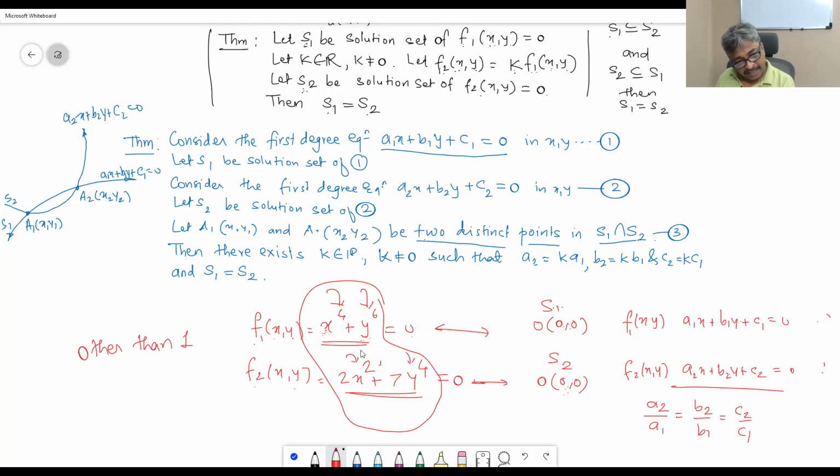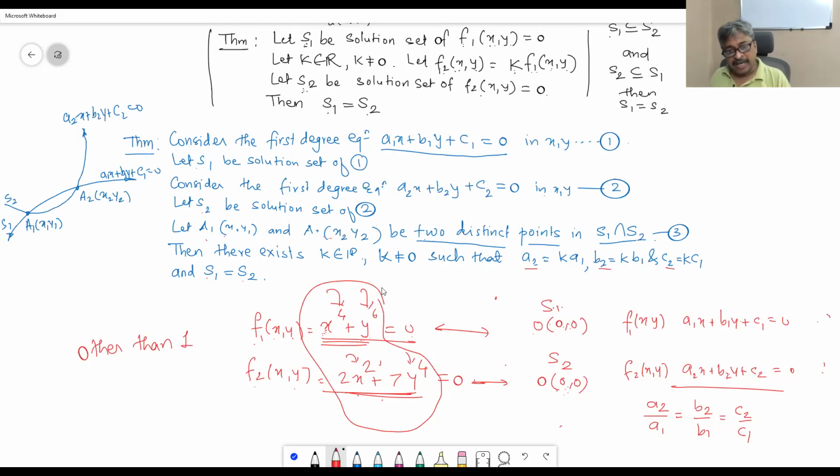Now I can produce infinitely many LHS equations whose coefficients are not proportional to each other, but the solution set is the same. The geometry of this algebra is the origin. The geometry of this algebra is the origin. But if it is linear in X and Y, if the geometry of this is S1 and the geometry of this is S2, and if you have two intersection points common between them, then S1 must be equal to S2 and the coefficients are going to be proportional. That is the meaning of this theorem.